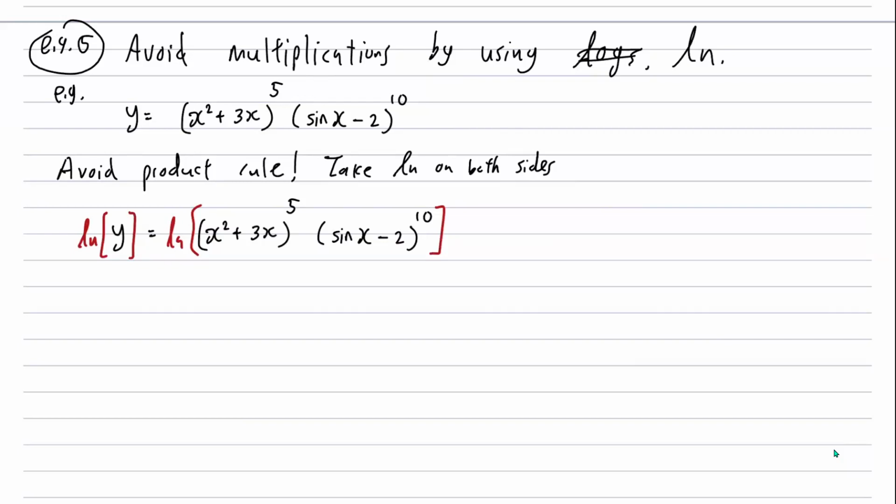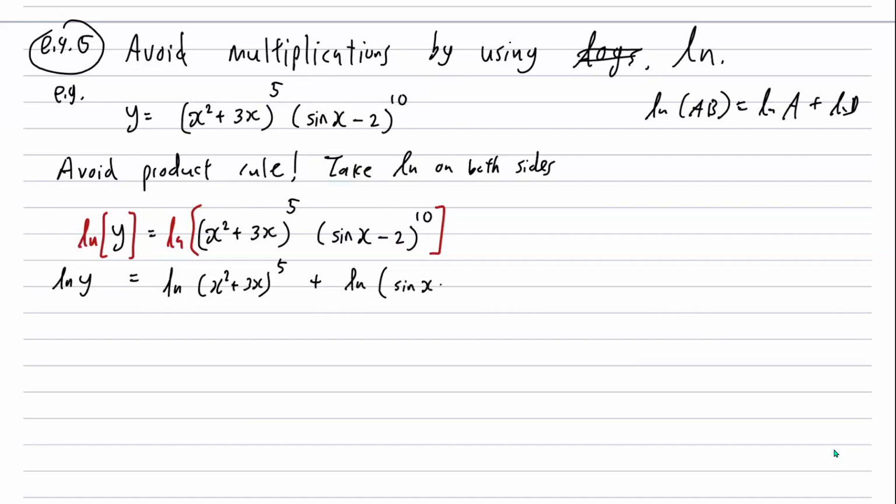So let's just leave the left hand side alone. It's just ln y, right? Then ln of this one, very special. What happens when you have multiplication? ln of AB equals what? ln A plus ln B. Very good. So over here, you can split it as ln of (x squared plus 3x) to the power 5, plus ln of (sine x minus 2) to the power of 10. Right? Wow, so complicated.